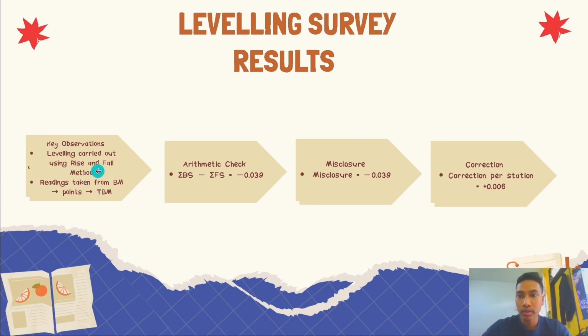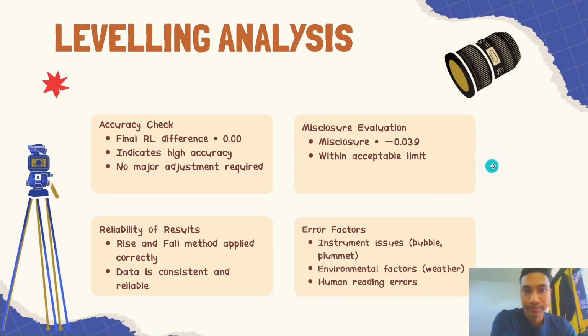Okay. So moving on to the leveling survey result. Since we are using the rise and fall method, the reading is taken from the benchmark up until the final point. After that we use the arithmetic check to obtain negative 0.039, which leads to the misclosure also being negative 0.039. So the correction that we did is plus 0.006 per station.